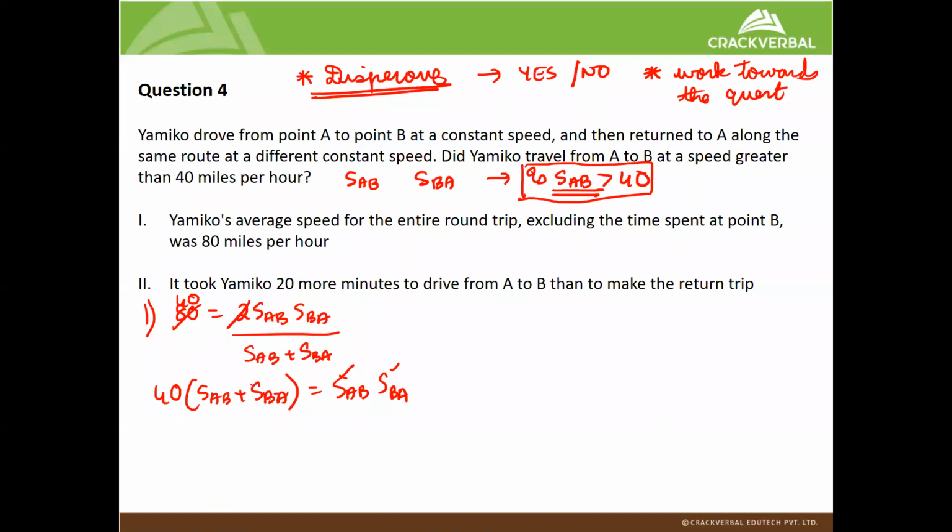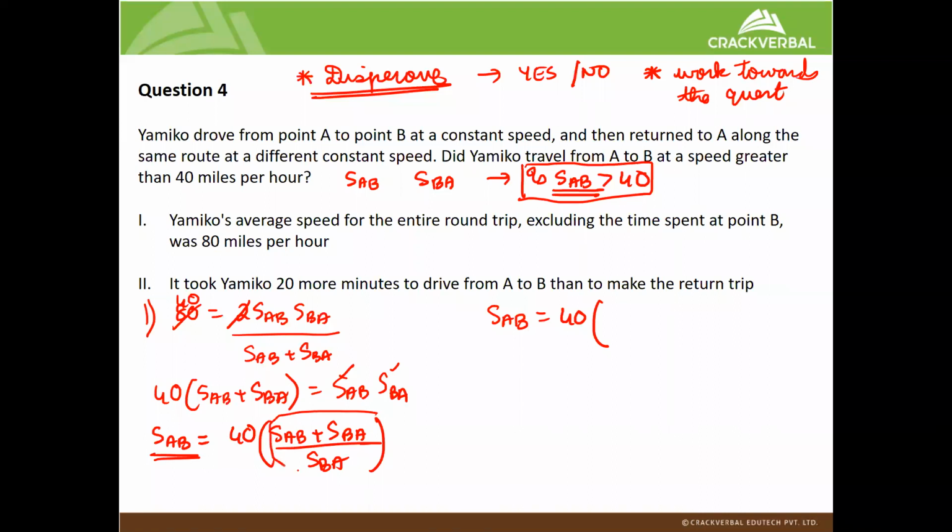So I'm going to manipulate my equation such that I make SAB the subject. I'm going to divide throughout by SBA here. So SAB, I'm going to take this SBA down here, is going to be 40 into (SAB plus SBA) divided by SBA. You see how I'm making SAB the subject here, because that's what the question is asking me to find out. So this gives me SAB is equal to 40.